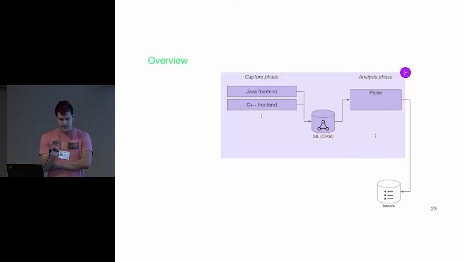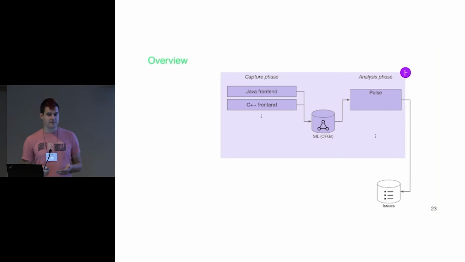So in Infer, you have two main phases. You have the capture phase, where the different language frontends compile source code into Infer's intermediate representation called SIL, which is based on control flow graphs annotated with instructions in the nodes and on the edges. And then in the analysis phase, you have different checkers that can run on this intermediate representation, like, for example, Pulse that I was mentioning. And ultimately, it outputs the issues to the console or to some file or database.